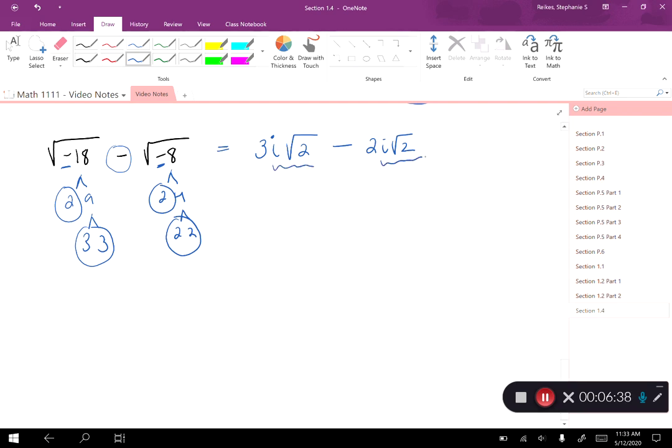So I can subtract the leading coefficients. 3 minus 2 is 1. So you can write the 1 or leave off the 1. Either way is fine. So you can write 1i square root 2, or you can just write this as i root 2. And that is your solution.